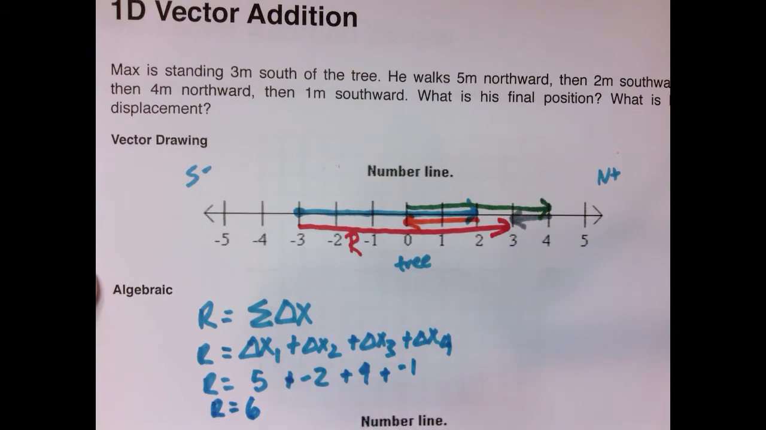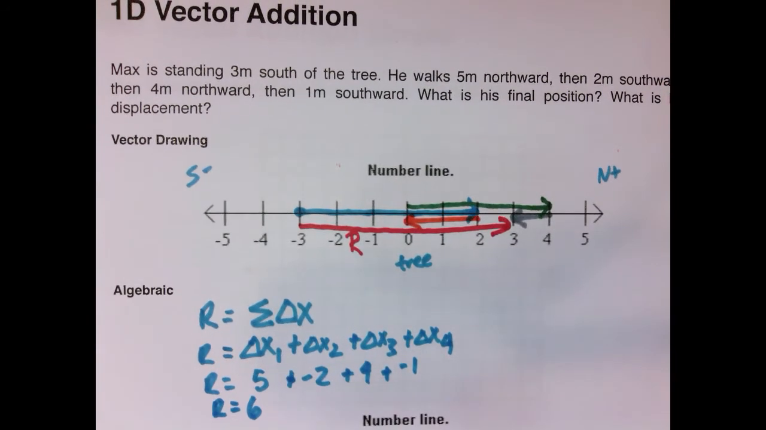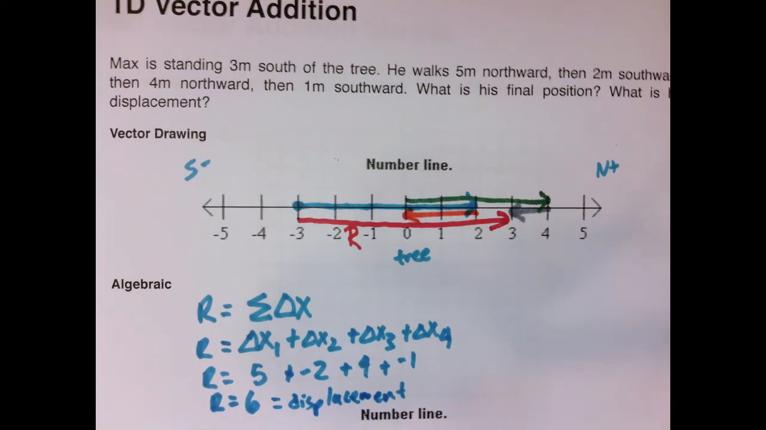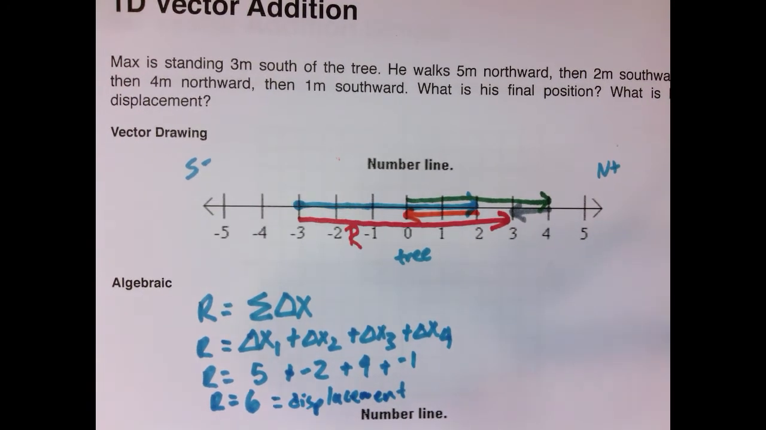Now, if you notice in this case, what does the resultant represent? It represents the displacement. Not the position. So in this particular case, working with displacements and positions, the vectors, when we're adding and subtracting them, give us the displacement.